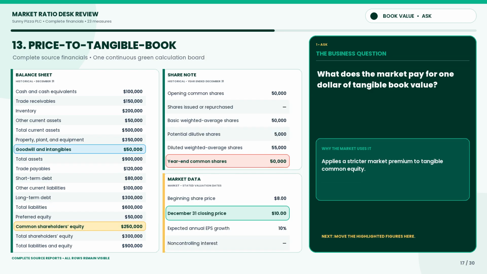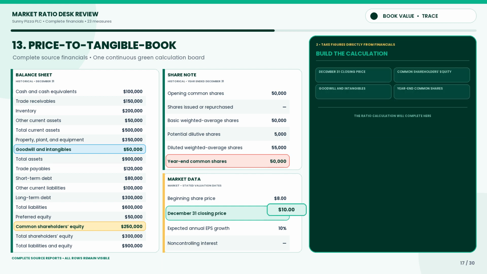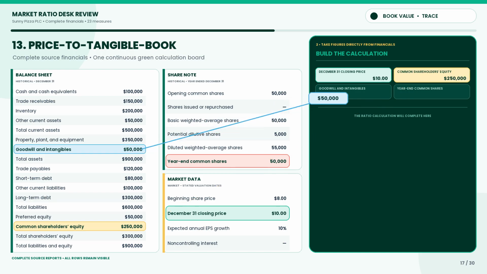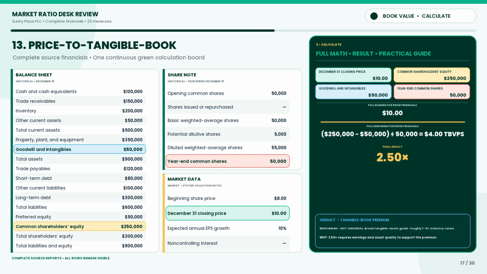What does the market pay for $1 of tangible book value? Applies a stricter market premium to tangible common equity. Divide the $10 market price by $4 tangible book value per share. Price to tangible book is 2.5 times. Price to tangible book of 2.5 means the market pays $2.50 for each dollar of recorded tangible common equity.